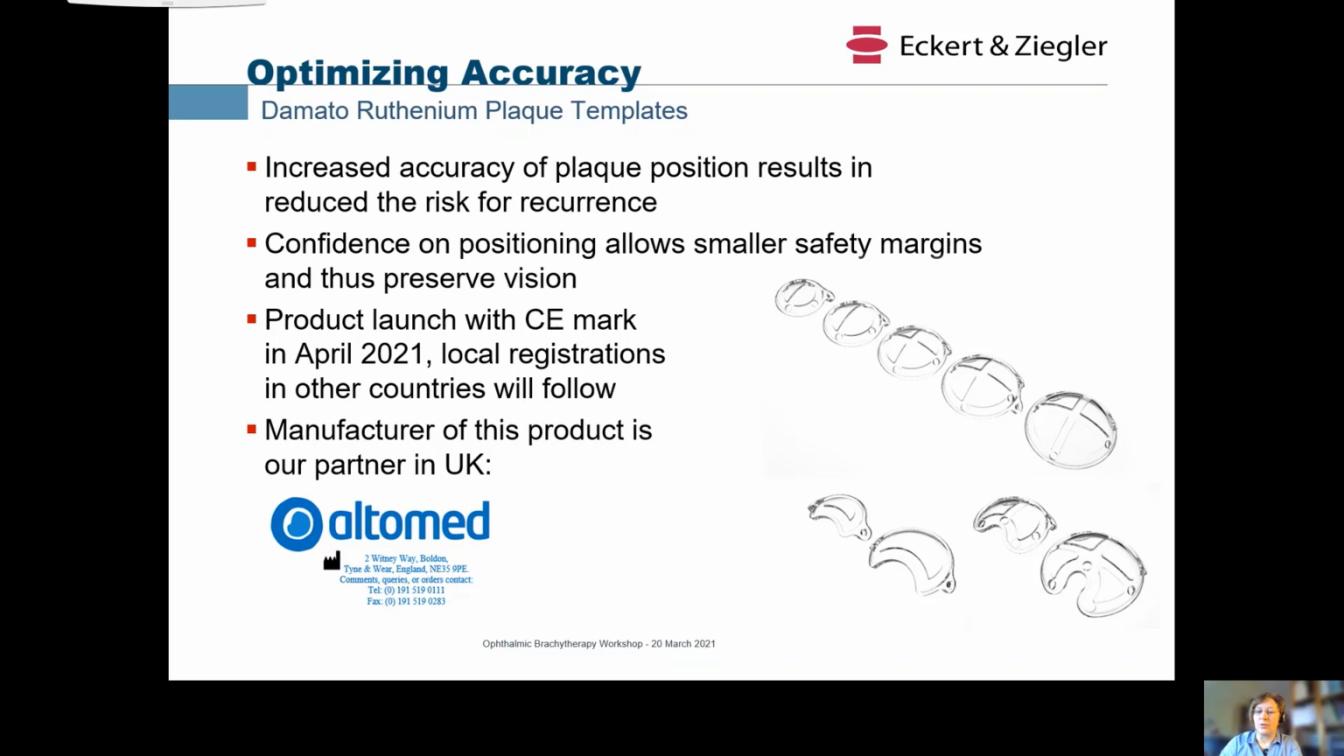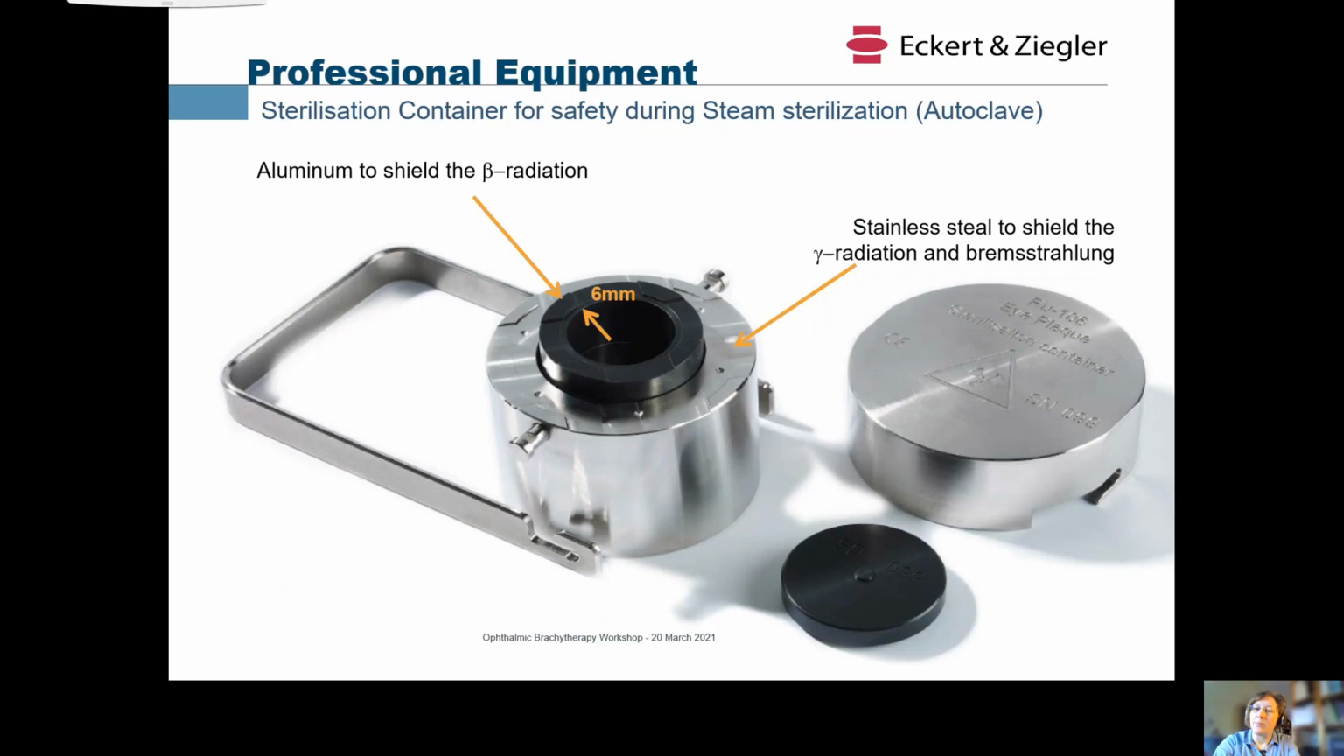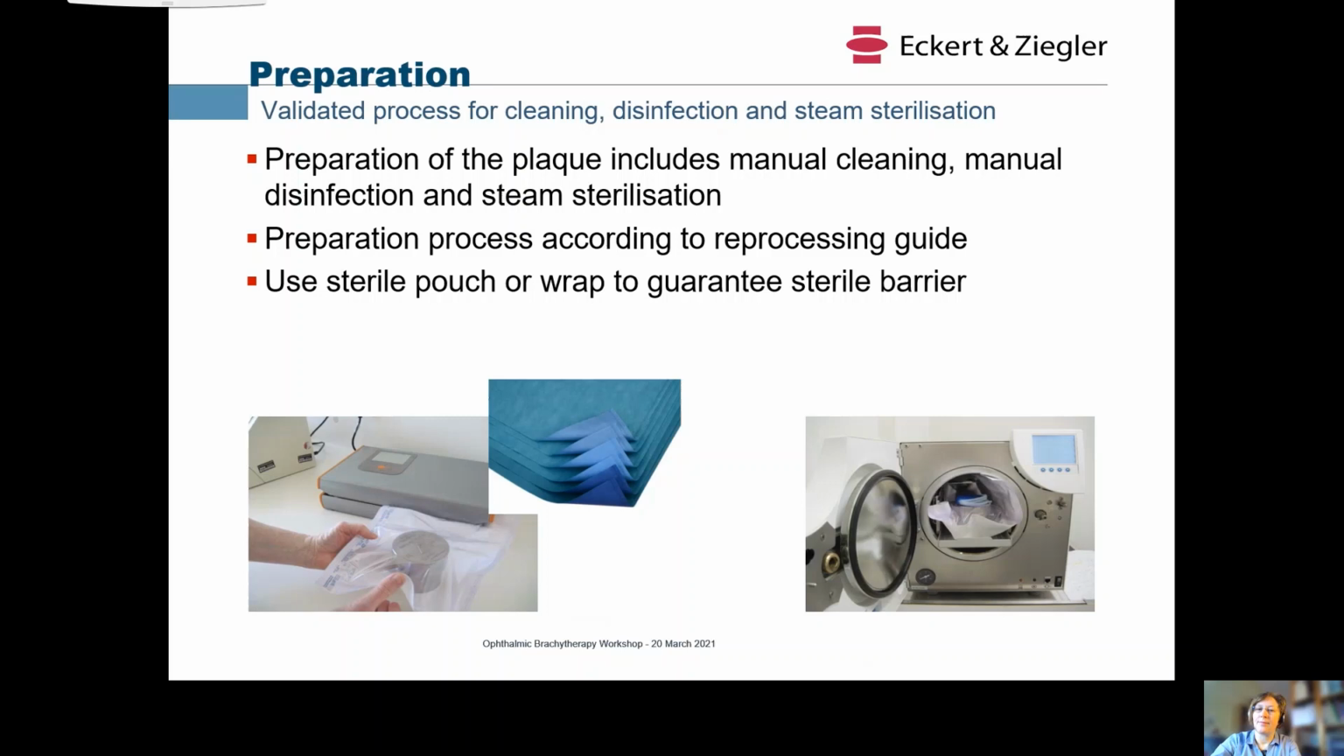As mentioned before, the applicators can be reused up to 50 times, and therefore we developed a safety and sterilization container for you. The sterilization container consists of an internal container made of aluminium, which shields the beta radiation, and the external stainless steel container is used to attenuate gamma radiation. The slots between the pot and the lid allow the steam to go in and out while the radiation is shielded. For the preparation of the ruthenium eye applicator, we have set up and validated a process which is described in the reprocessing guide. This includes details how to manually clean, disinfect, and pack the product for sterilization.